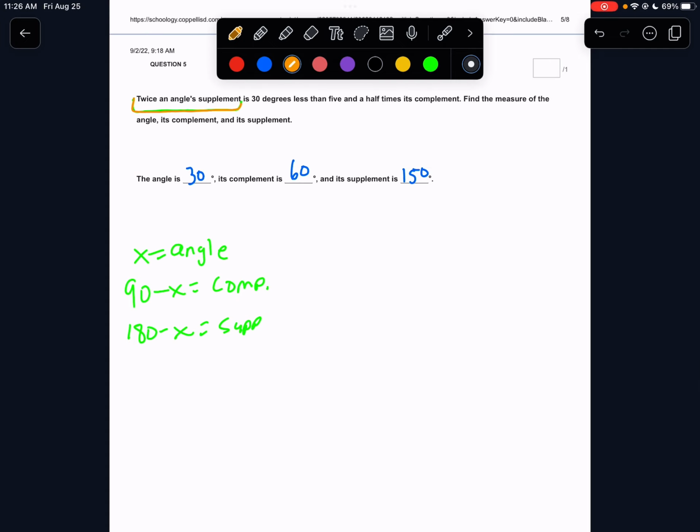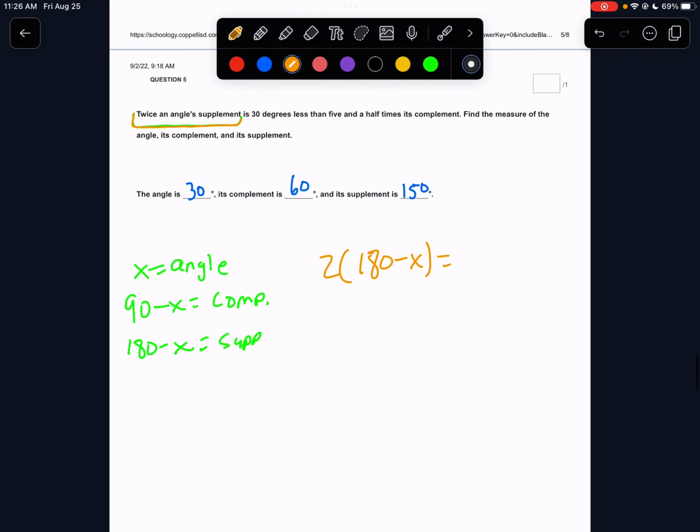twice an angle's supplement would be twice the supplement that we just wrote. That's twice an angle's supplement. "Is" is always an equal sign. And then 30 degrees less than, all that. So 30 degrees less than means minus 30, something minus 30, if I'm going to be 30 degrees less than something.